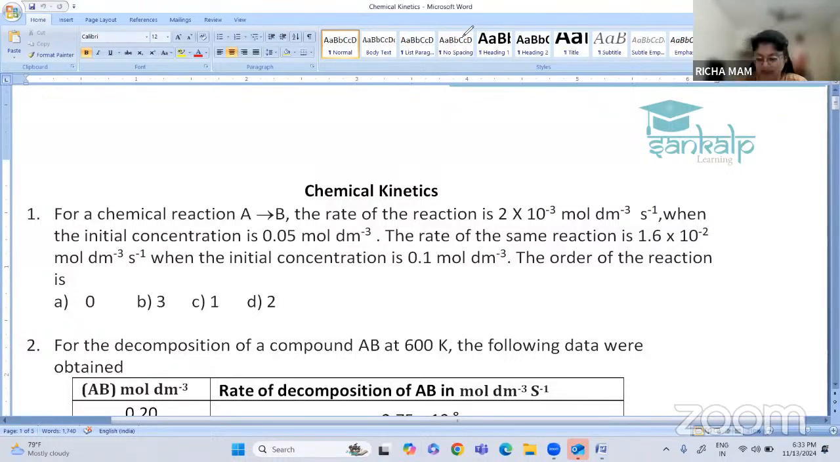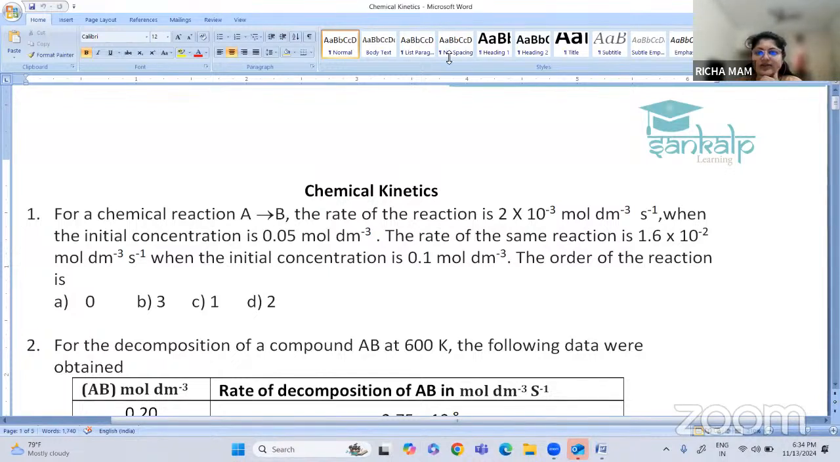So today we are going to start with the next topic. This is the last topic from your chemistry, that is chemical kinetics, right? This comes under your physical chemistry. This chapter, chemical kinetics, comes under physical chemistry.